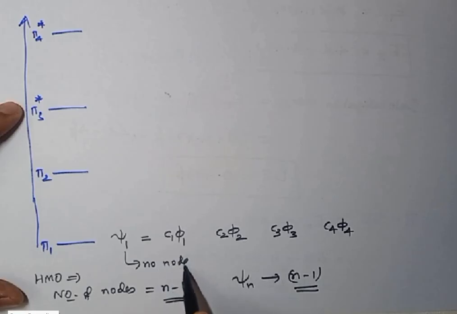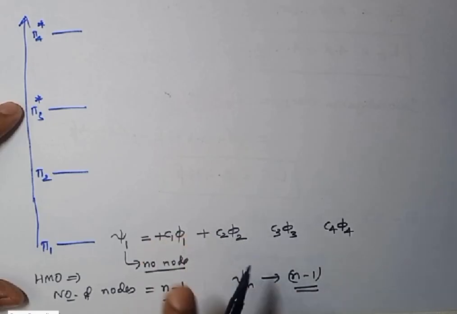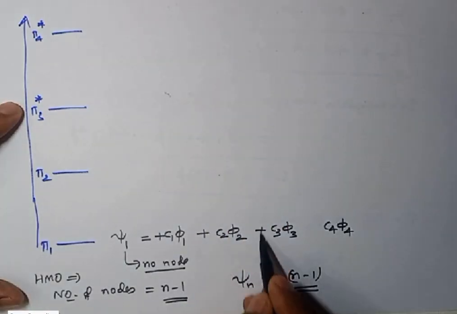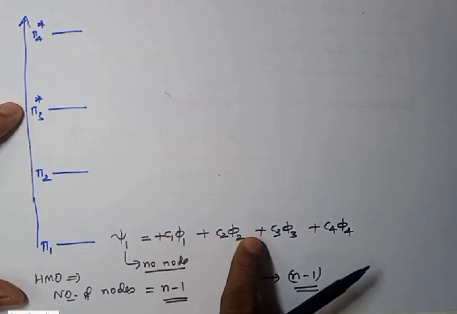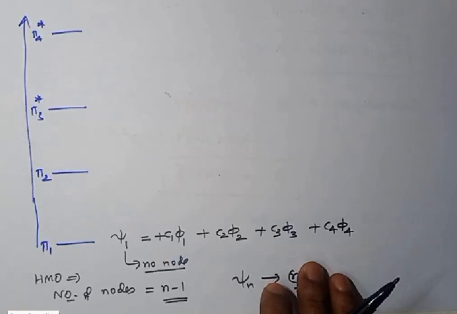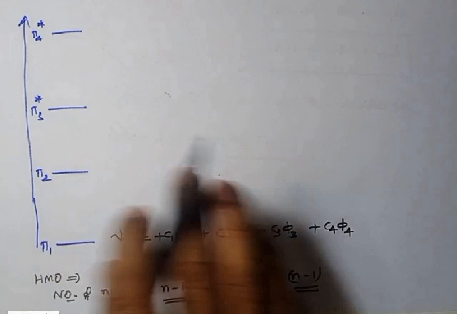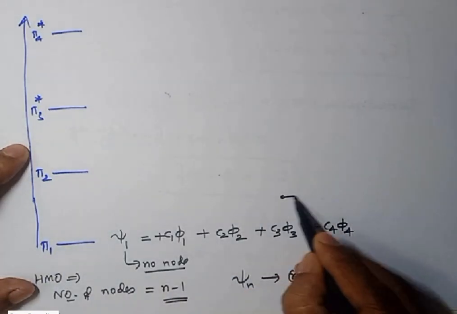No node. That means if the first atomic orbital has positive sign, the next should also be positive. If there is the same sign, no node. Next also positive. Next also positive. So all the signs remain the same. Plus, plus, plus, plus means all the p atomic orbitals have the same sign. So there is no node. What is the meaning? Let me draw and show you.